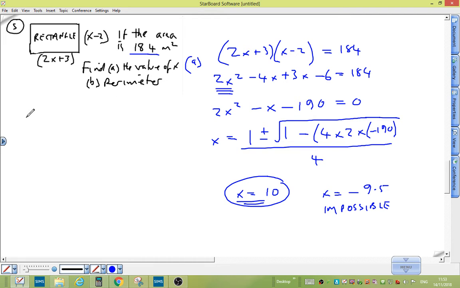Well remembered. Right, we're on to B now. Perimeter. Well, that's easy. If x is 10, it means that this length here is 8. And it means that this length here is 23. All you've got to do is 23 plus 8 plus 23 plus 8, or 23 plus 8 doubled. So 23 plus 8, get the answer, and times it by 2. 31 times 2 is 62 meters.